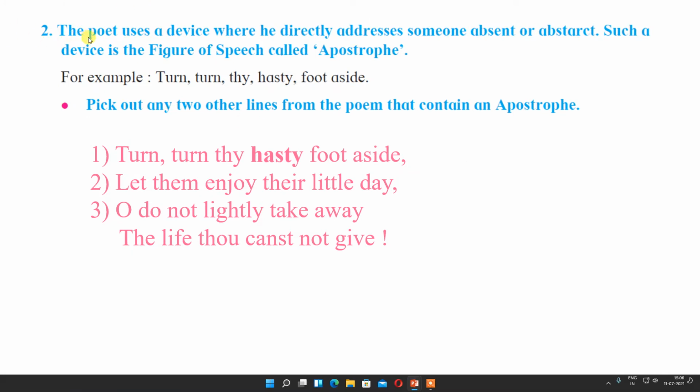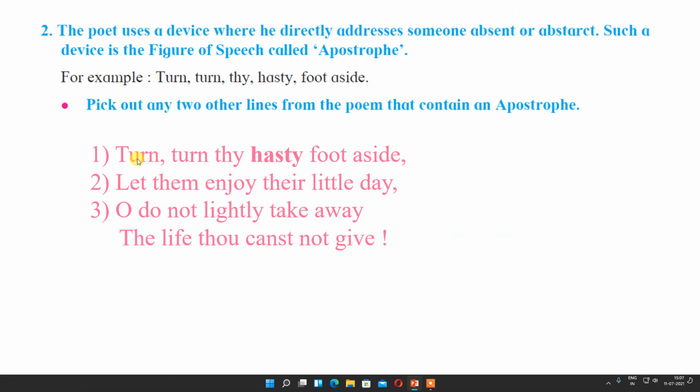Question number 2. The poet uses a device where he directly addresses someone absent or abstract. Such a device is a figure of speech called apostrophe. For example, turn thy hasty foot aside. So here the poet is indirectly addressing us, or the person who is walking through. So pick out any two other lines from the poem that contain an apostrophe.